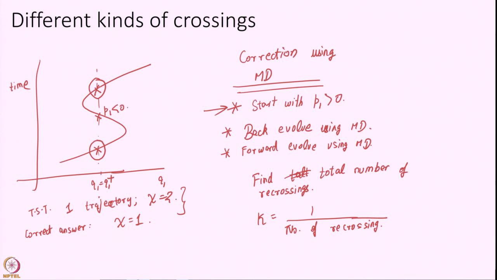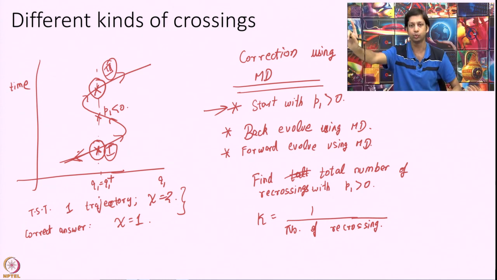For these 2 points, I will go back in time. Let us say I start with 1. I go back in time, I go forward in time, with P1 greater than 0. I will do this trajectory, and I will find that I have 2 points of recrossings. One is this point itself. But by doing MD, I will also find that there was a point 3. So, when I evolve forward in time from point 1, I will end up with point 3, which is also a crossing with P1 greater than 0.